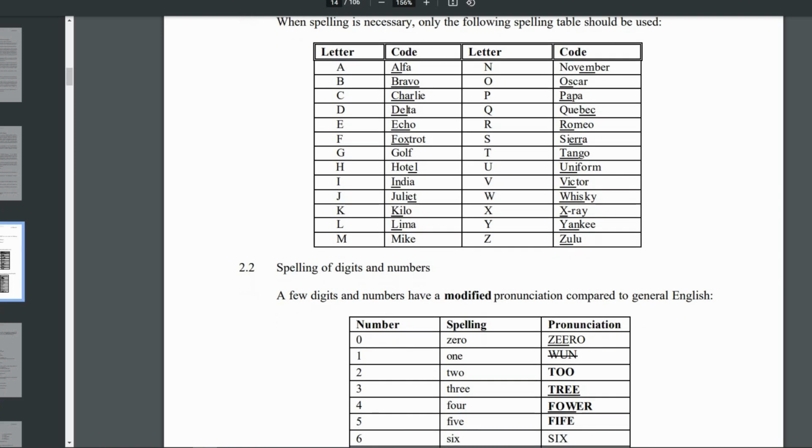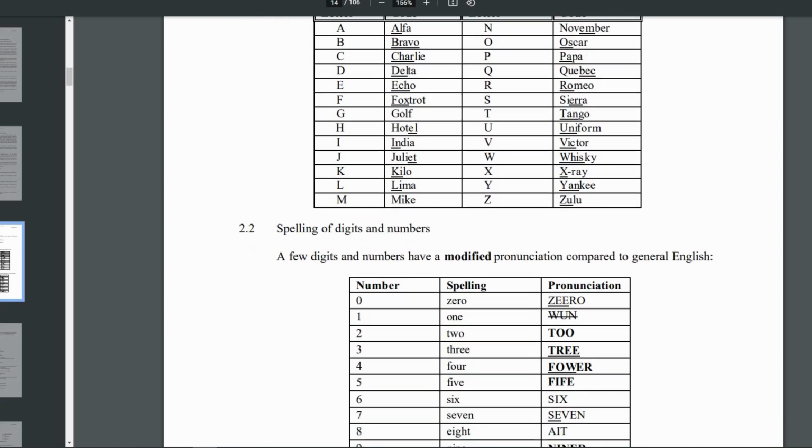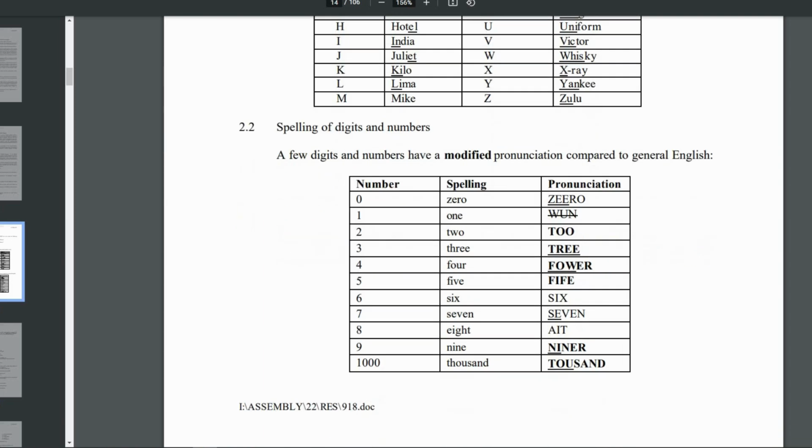2.2 Spelling of digits and numbers. A few digits and numbers have a modified pronunciation compared to general English. 0, zero. 1, one. 2, two. 3, tree. 4, fower. 5, fife. 6, six. 7, seven. 8, eight. 9, niner. 1,000, thousand.